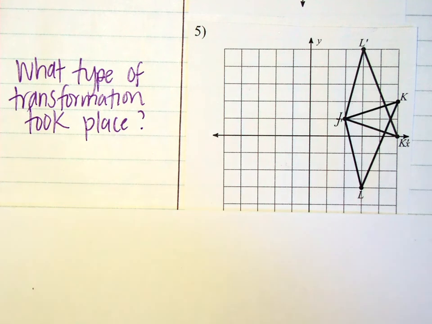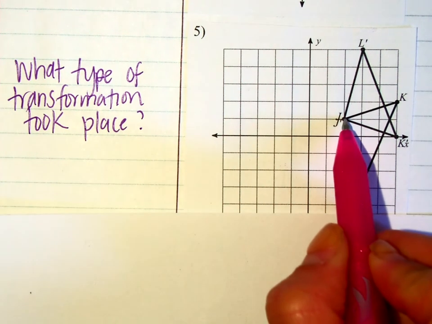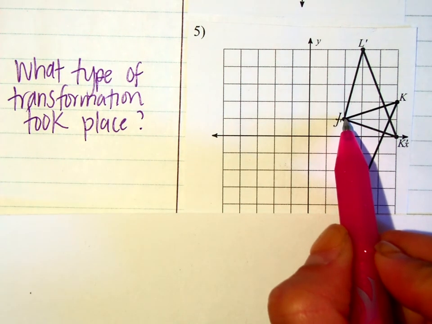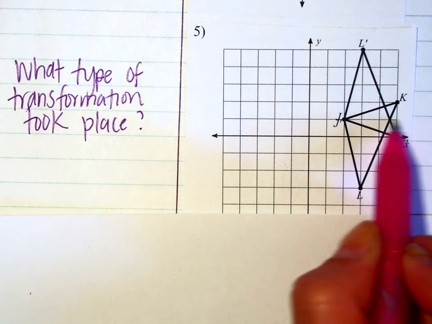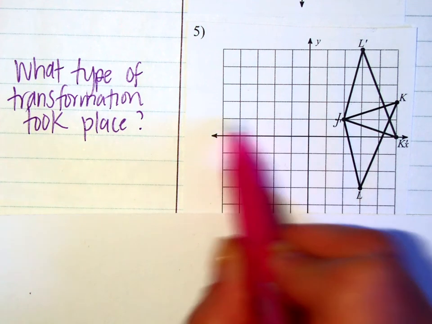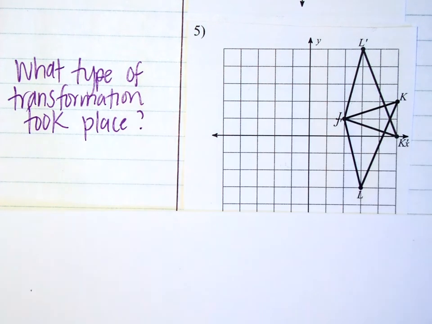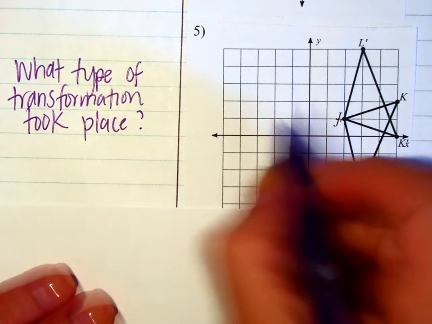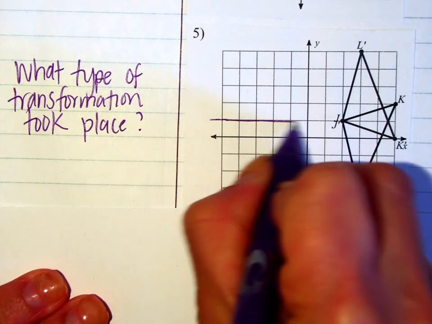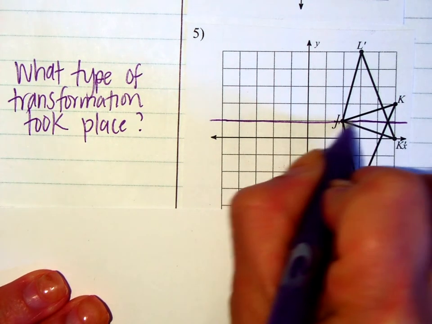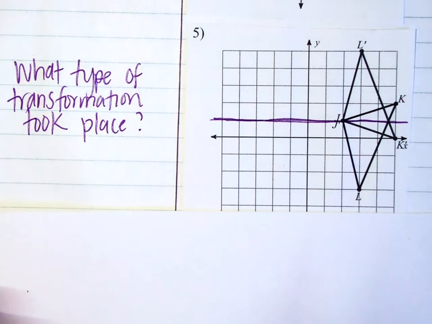But I noticed that J and J prime are in the same spot. And we had another example where one point and its image was on the same line, and that meant that that was the line of reflection. So if I were to cut this straight through right here, I can see how everything is reflected along that line. So I'm going to draw that line through these shapes to show that this is the line of reflection.